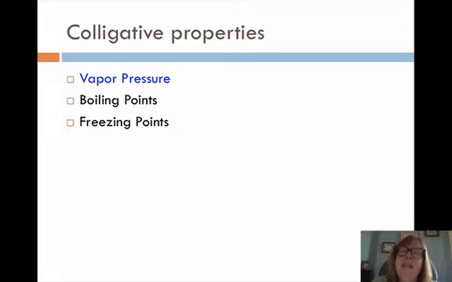Hi, this video is a continuation of colligative properties of solutions. The last video was about the vapor pressure and how the vapor pressure of solutions was lowered with the addition of a solute to a solvent. And this video is going to look at boiling points and freezing points and how a solute affects these properties.